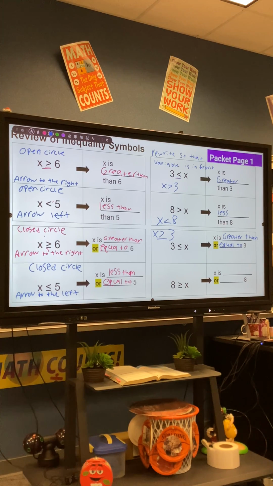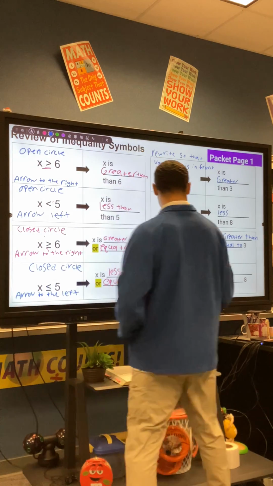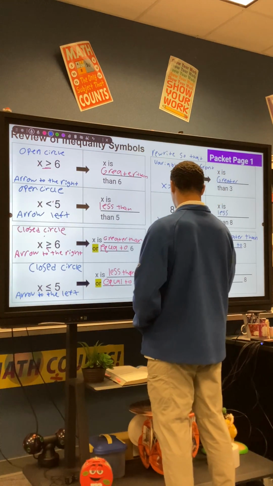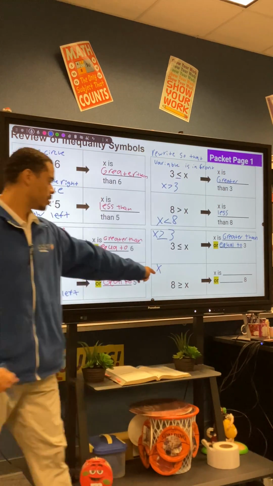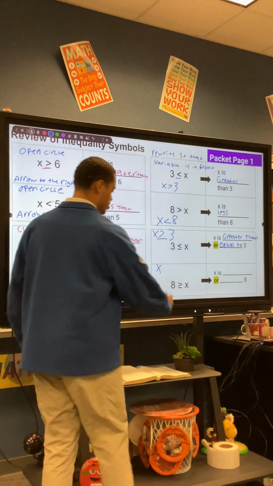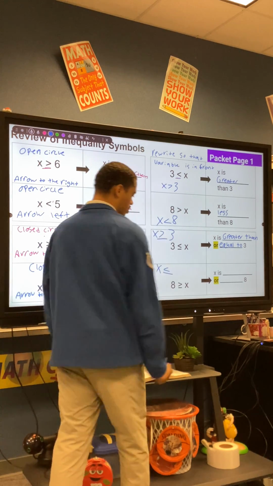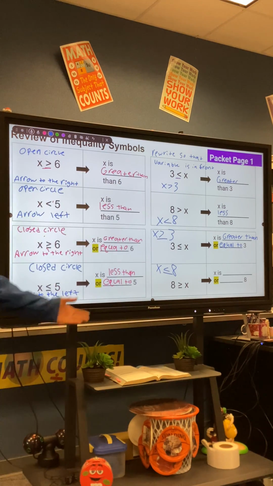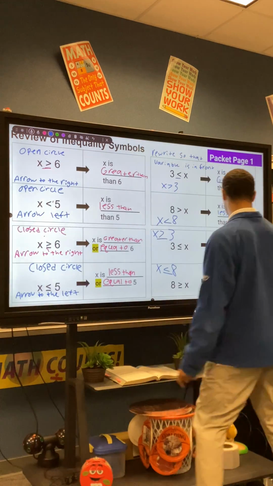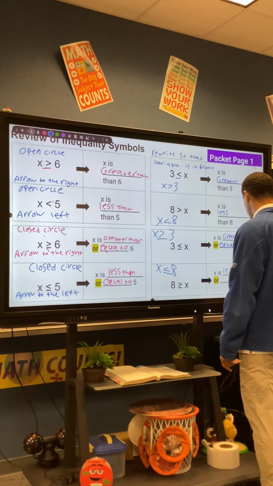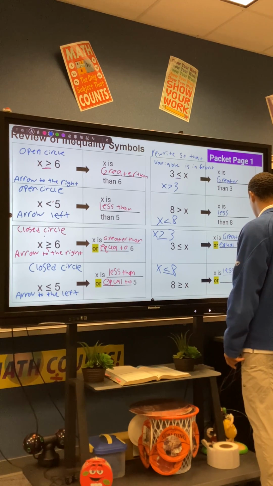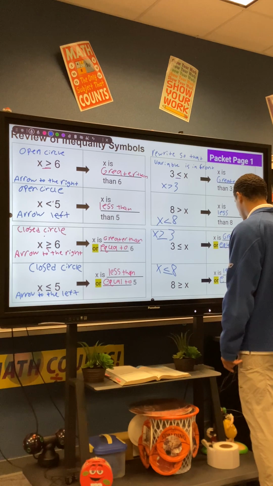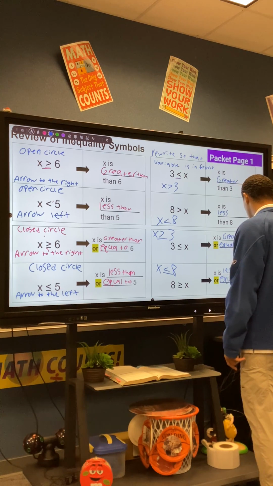Last one here. No problem. Rewrite it again. x. My arrow points towards my x, so it's going to do the same thing. And then write my number. So this is telling us x is less than or equal to 8. So less than or equal to.